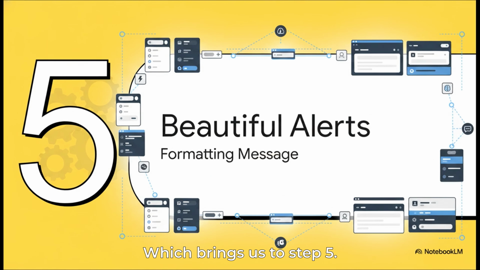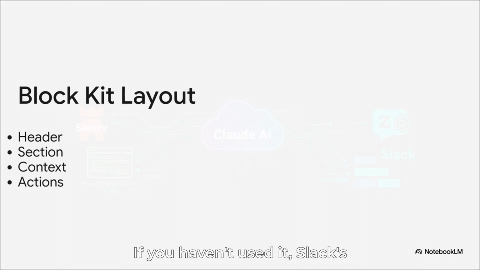Which brings us to step 5, formatting the final message into beautiful block kit alerts. If you haven't used it, Slack's block kit relies on a structured JSON schema to build interactive UIs. We're going to organize our alert precisely like this. We start with a header block for a high-contrast severity title, then a section block to create a neat 2-column grid showing the affected service and the environment. Below that, a context block where we inject Claude's root cause summary. And finally, an actions block featuring a direct, clickable button linking right back to the original Sentry issue so you can dive into deep debugging.